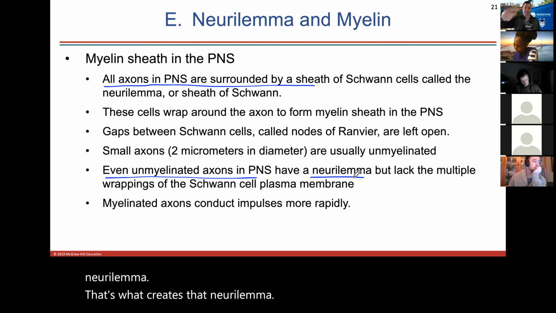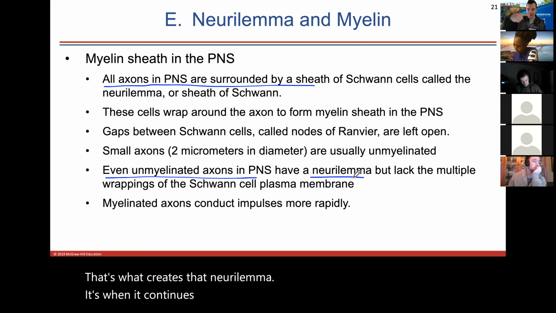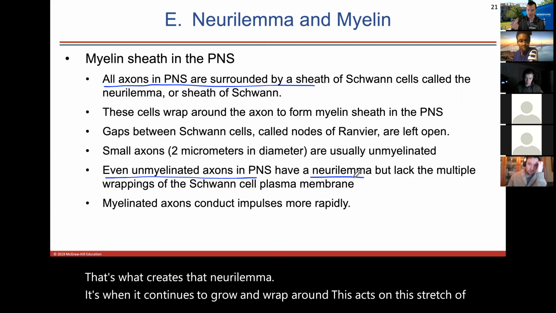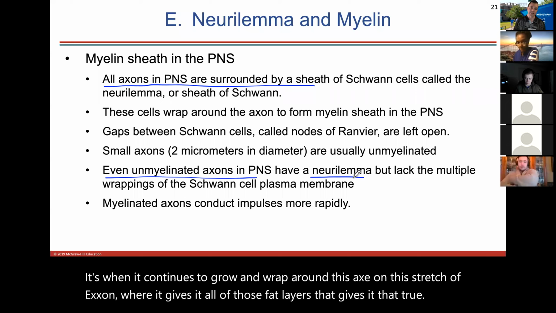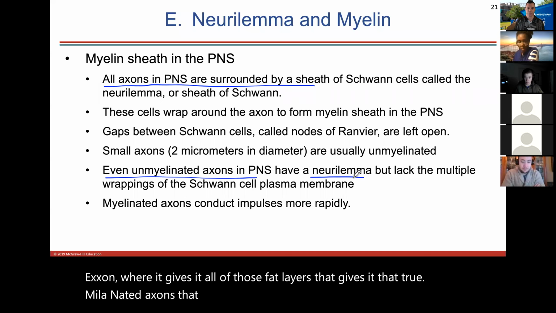It's when it continues to grow and wrap around this stretch of axon that it gives it all of those fat layers that gives it that true myelinated axon that you come to think of when you think of what a Schwann cell does.